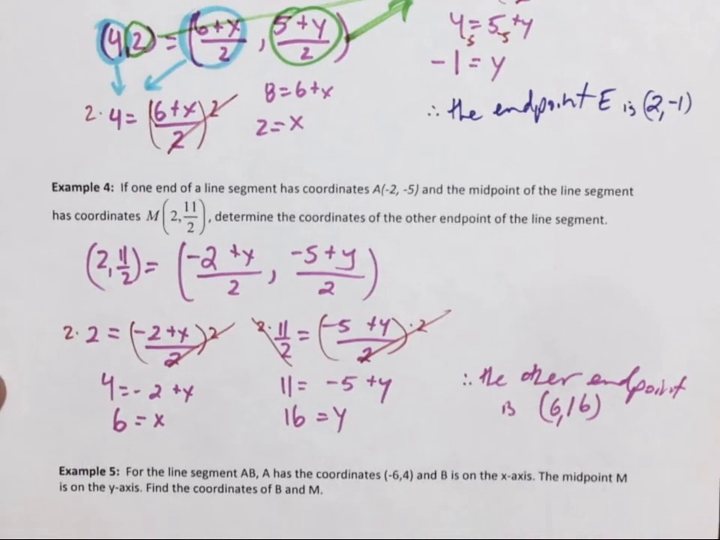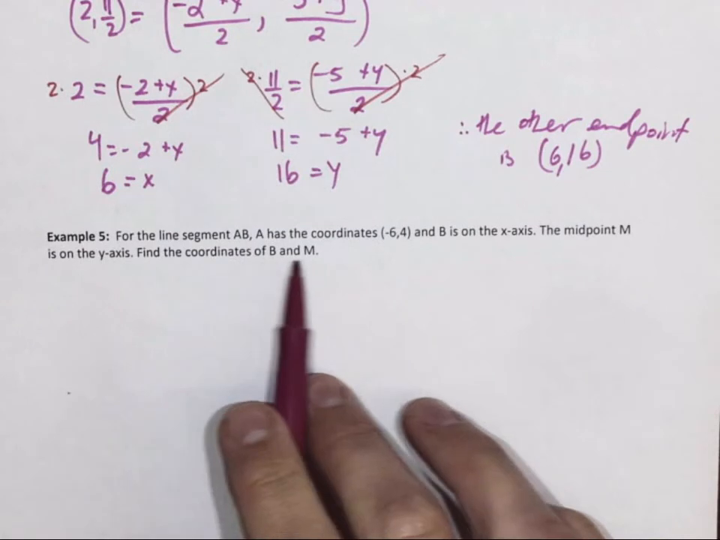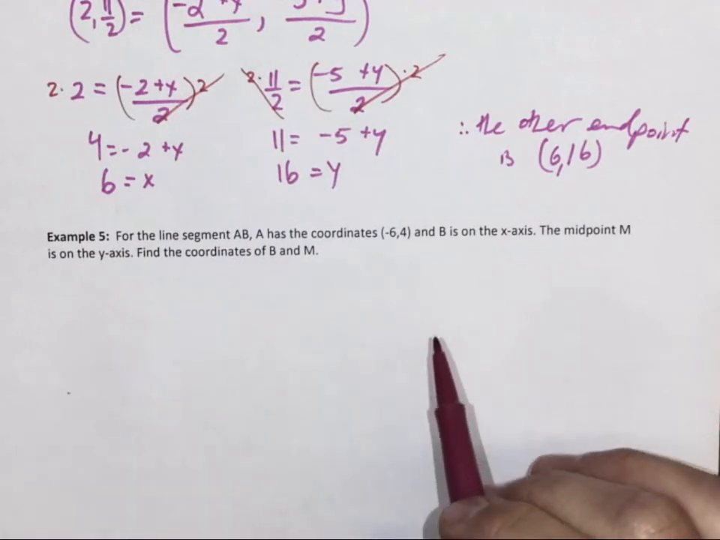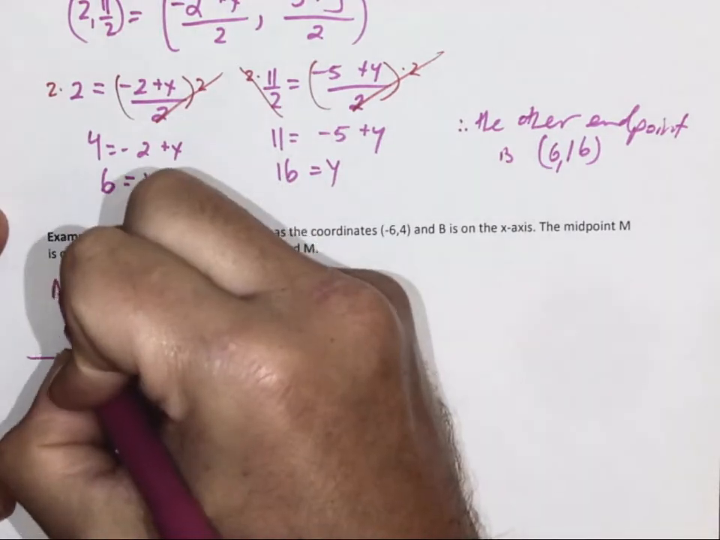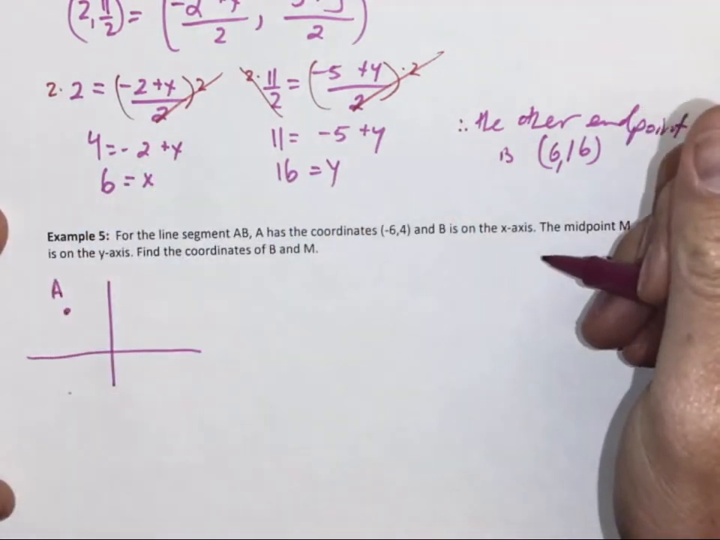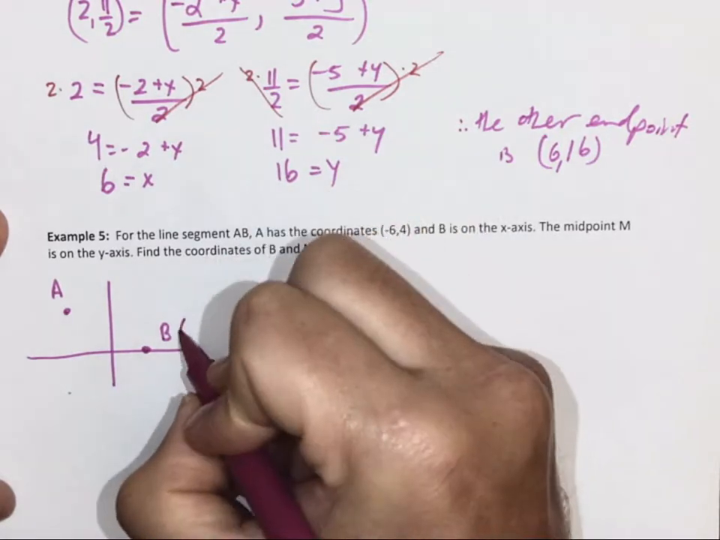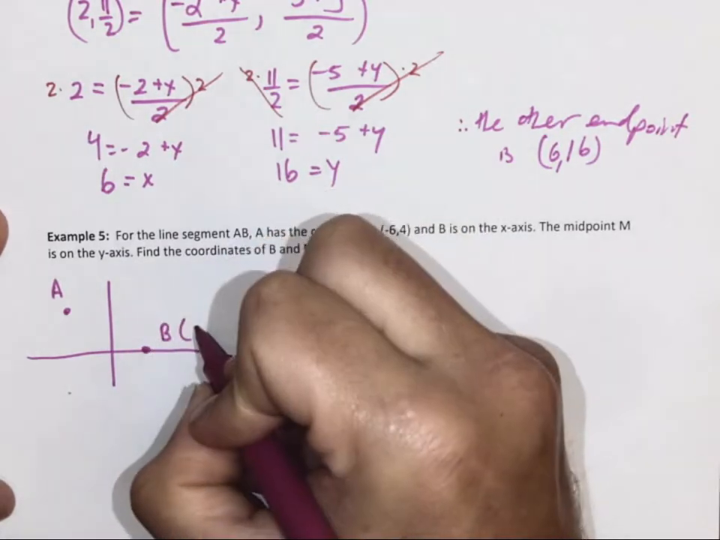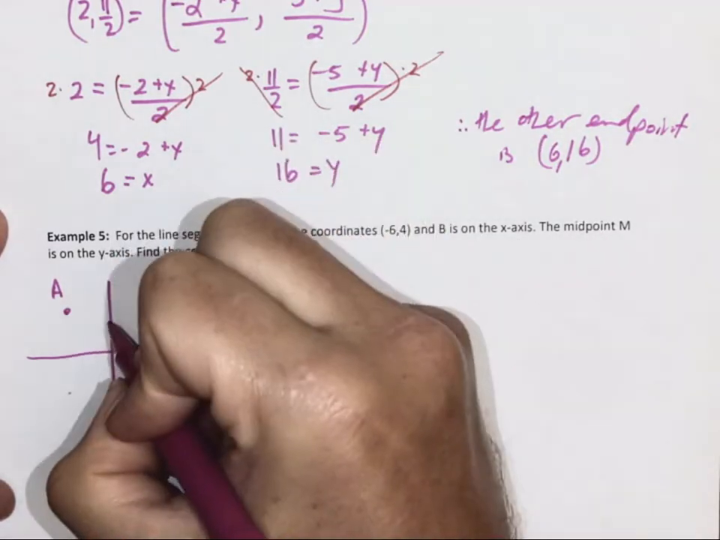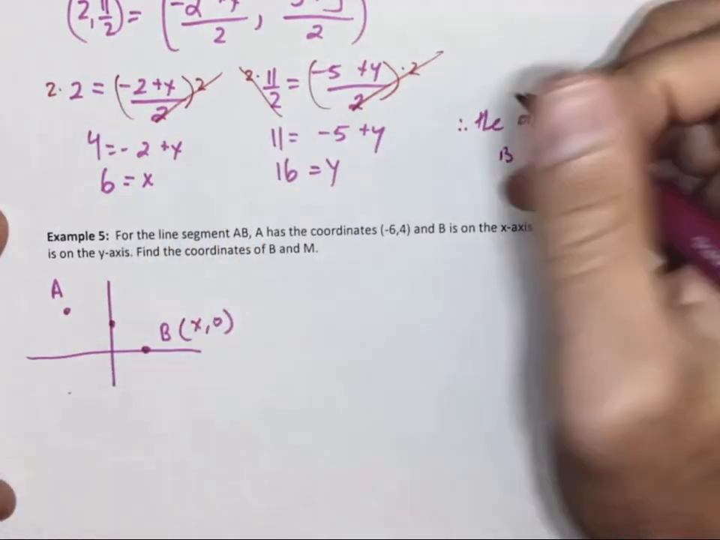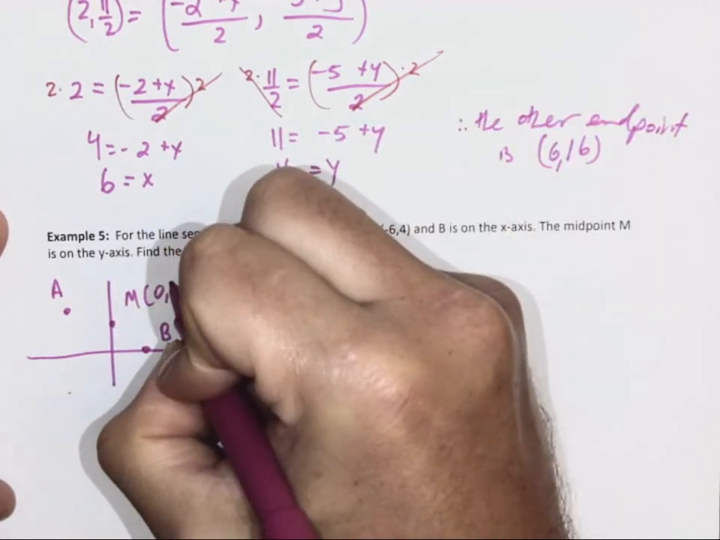and then solve. Super duper. Okay, our last example. For line segment AB, A has the coordinates -6, 4. B is on the x-axis, which means our y value is 0. The midpoint is on the y-axis, which means our x value is 0.